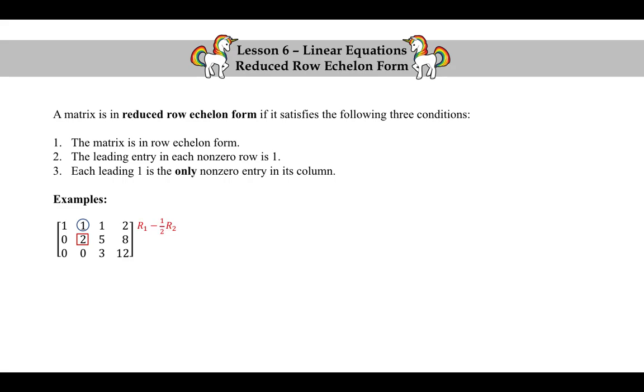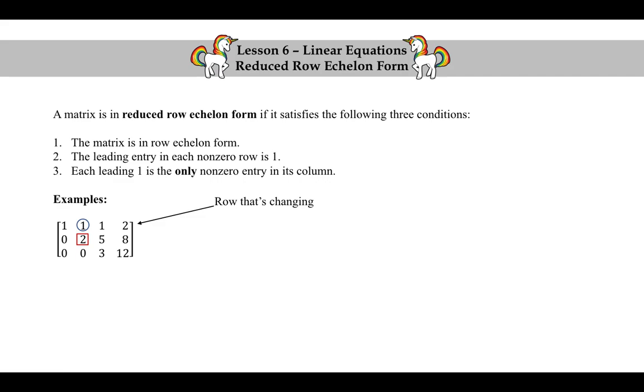Now, we have a couple of options for the row replacement operation we're going to use here. We could do row 1 minus 1/2 row 2, or we could do 2 row 1 minus row 2. These are the two simplest options. Let's look at this in more detail.